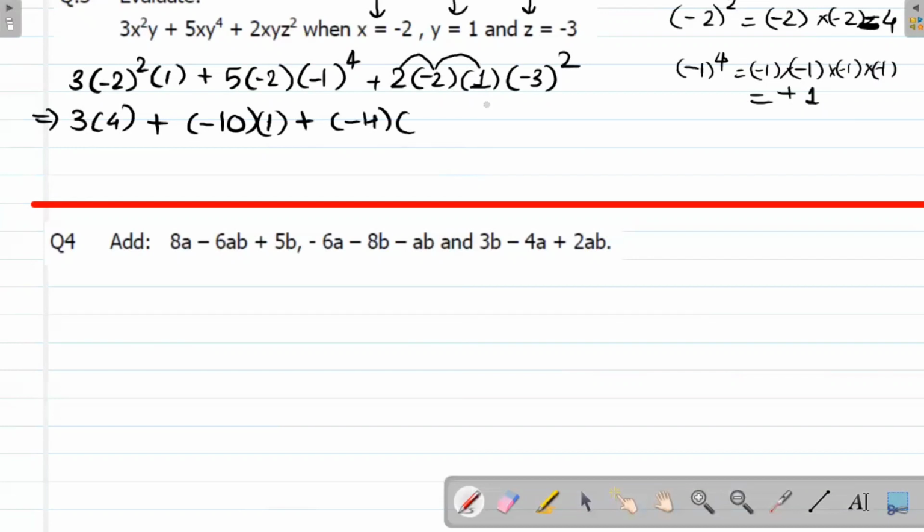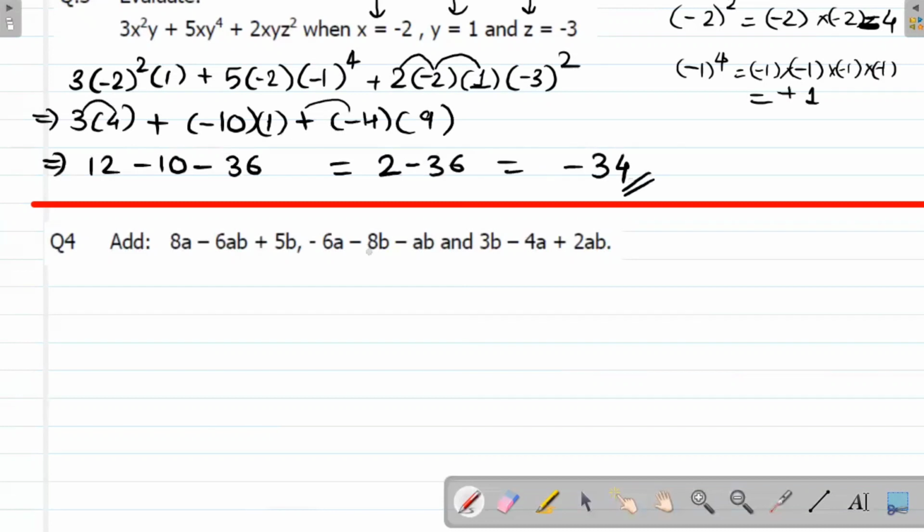Plus. Now you can open the bracket. 3 4s are 12. Minus plus 10, minus 10. 4 9s are 36, and minus and plus sign will become minus. Now you can have answer. 12 minus 10, that is 2 minus 36. And 2 minus 36, that is minus 34. So this is your answer. Carefully see how to substitute the value and how to open the brackets.